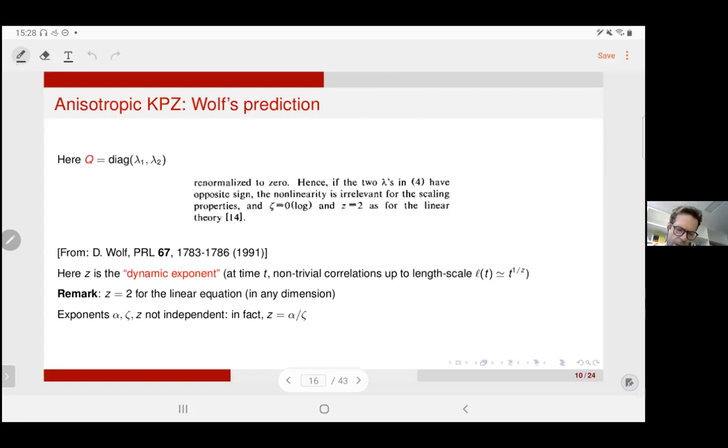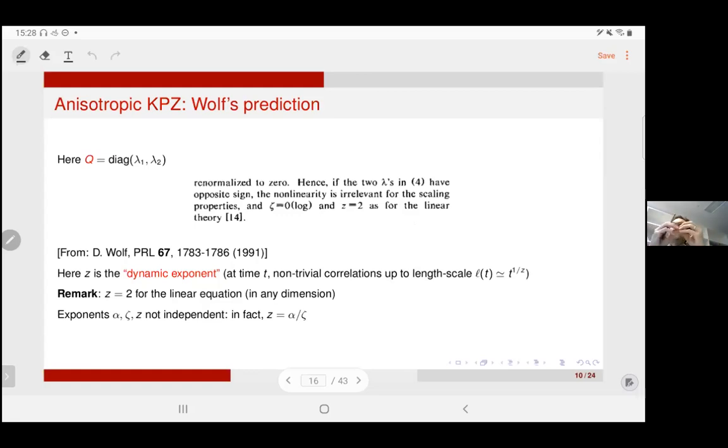So here, what he says is that if the two eigenvalues of Q are different, so the determinant is negative, then the nonlinearity is irrelevant for the scaling properties, and the two exponents, zeta is zero, and z is two. Well, z, I have not introduced yet. Z is a so-called dynamic exponent. You should think of it as follows. Z determines how fast fluctuations grow with time.